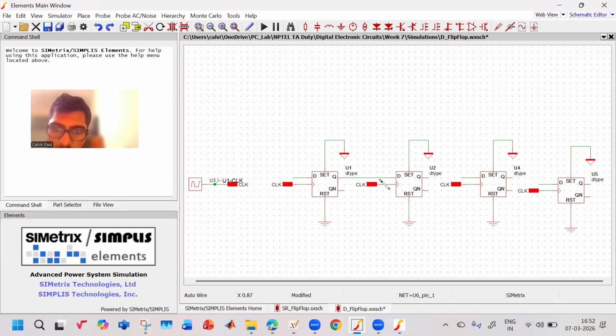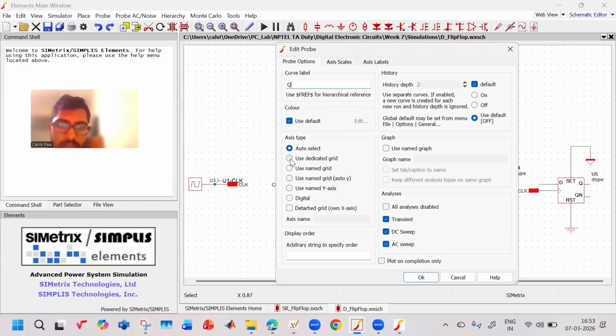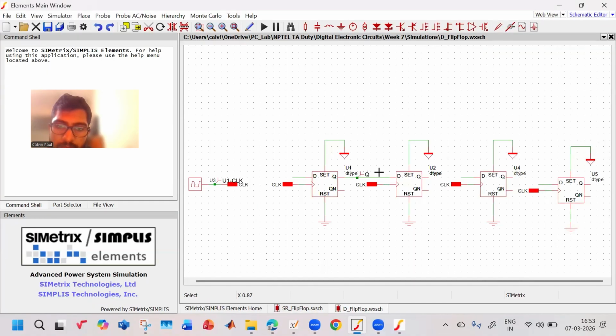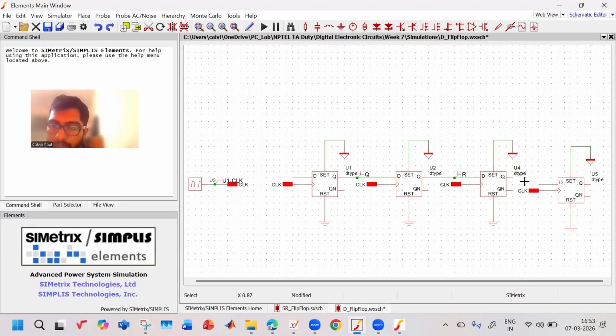This is going here, right? R also is going. So this is your... This is what your Q. This is Q. This is going here. This is your R. Okay. Similarly, this is going here. And this is your S.